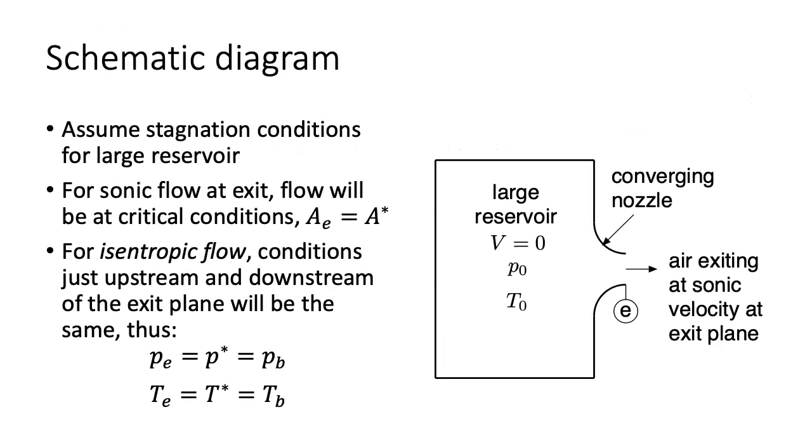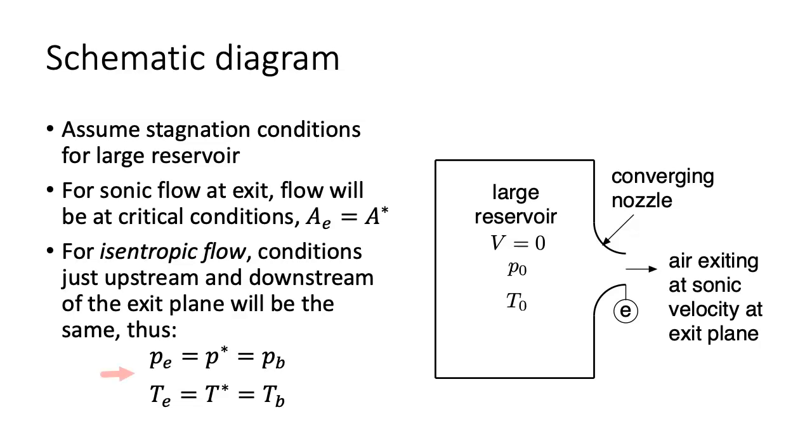Before we begin, let's look at a schematic diagram for this problem. First, again note that we are assuming that the air is stagnant in the large reservoir and that the specified stagnation pressure and stagnation temperature remain constant. Second, the problem stated that the flow is sonic at the exit plane, which corresponds to critical conditions. Third, because we are assuming isentropic flow, all of the properties will remain continuous.